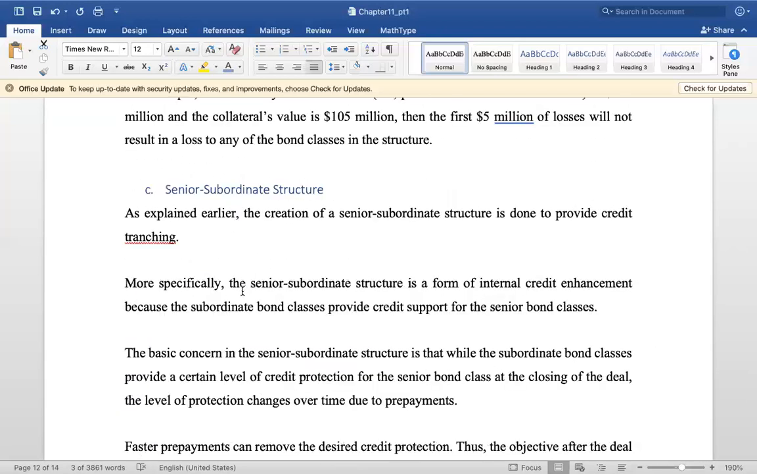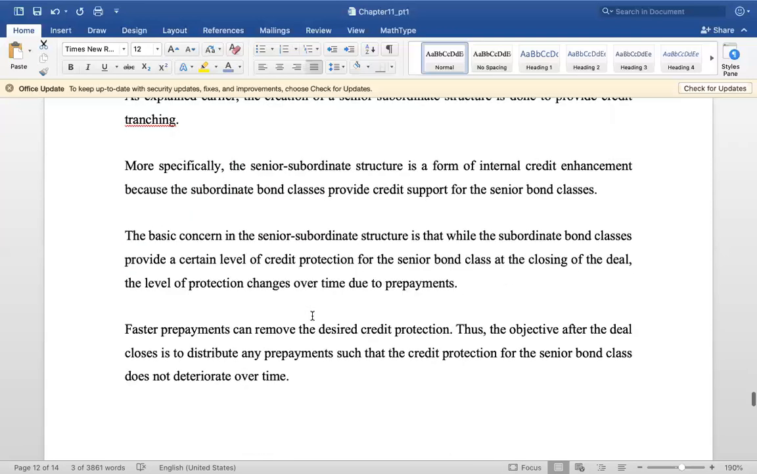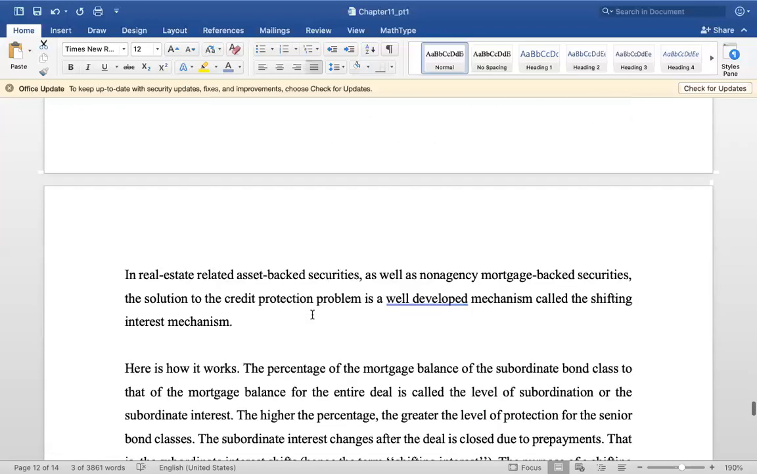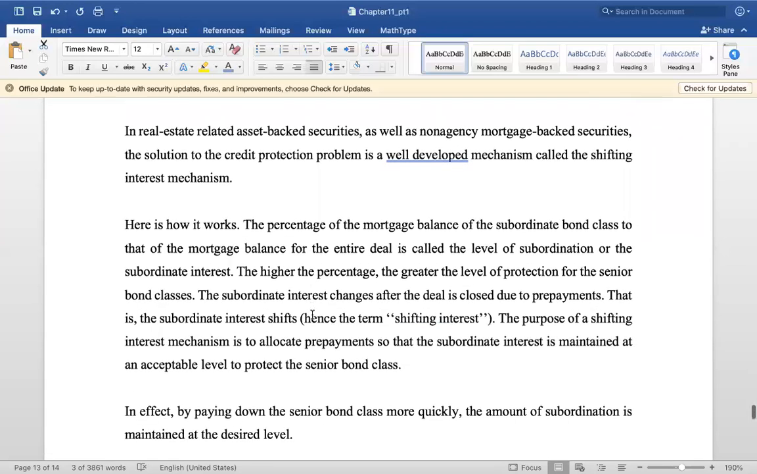Then we have the senior-subordinate structure, as we have already explained. More specifically, the senior-subordinate structure is a form of internal credit enhancement because subordinate bond classes provide credit support to the senior bond classes in order to achieve a higher credit rating.